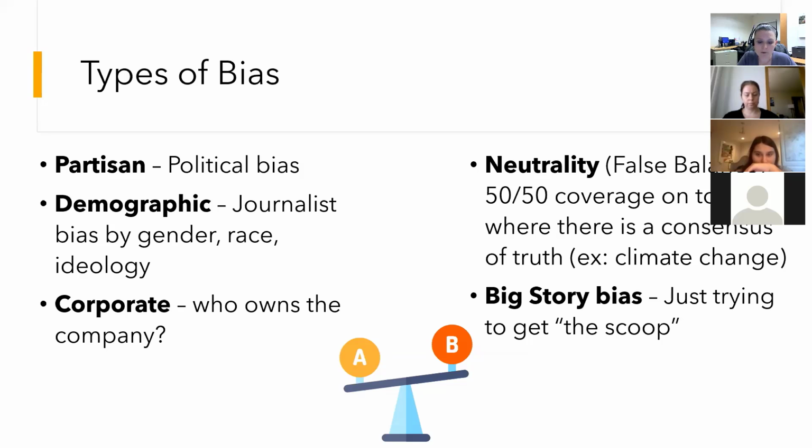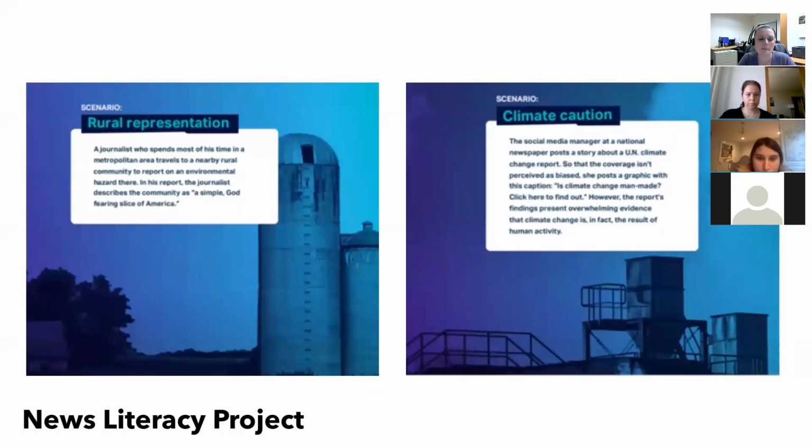And that's an issue since that binary way of thinking that we just talked about really leads to that deep cynicism that Megan was talking about, that everybody's trying to manipulate me, so why should I pay attention? But we know it's important to pay attention. So understanding that these types of biases exist is one step towards understanding and not becoming cynical. So here are some examples that I borrowed from the News Literacy Project. They did a great webinar on these types of biases.